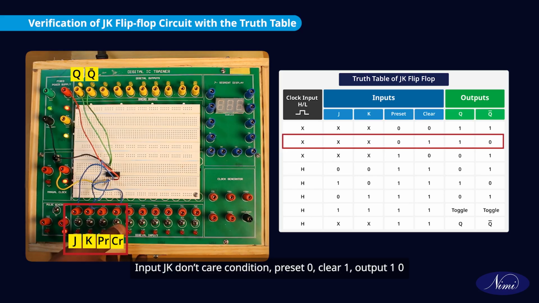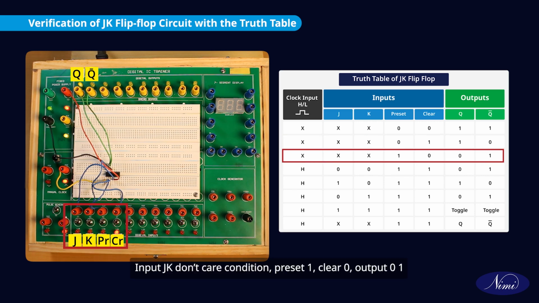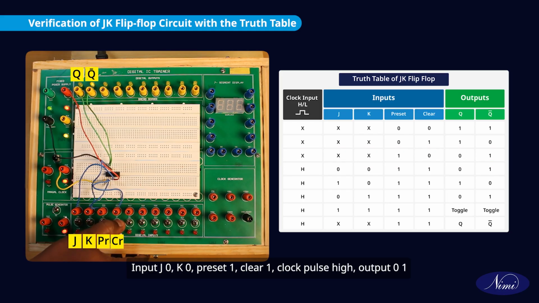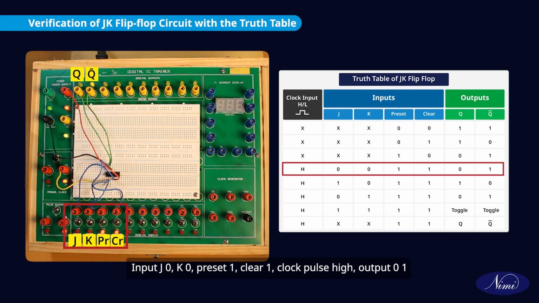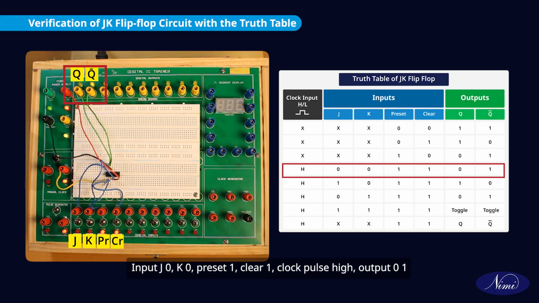Input JK don't care condition, preset 0, clear 1, output 1 0. Input JK don't care condition, preset 1, clear 0, output 0 1. Input J0, K0, preset 1, clear 1, clock pulse high, output 0 1.